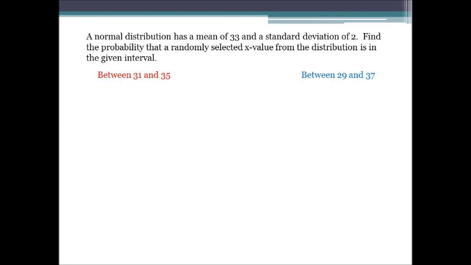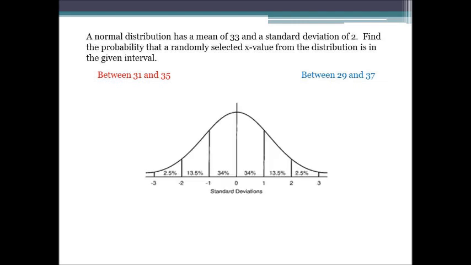A normal distribution has a mean of 33 and a standard deviation of 2. Find the probability that a randomly selected x value from the distribution is in the given interval. The interval is between 31 and 35. 31 and 35 are both exactly one standard deviation away from the mean. Looking at the curve, that equals 68%.